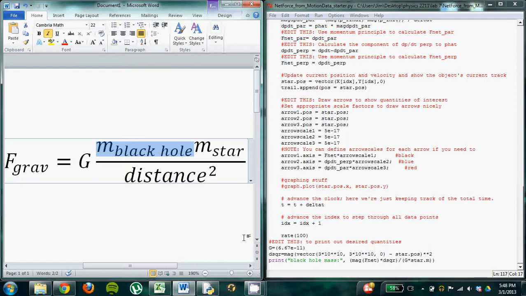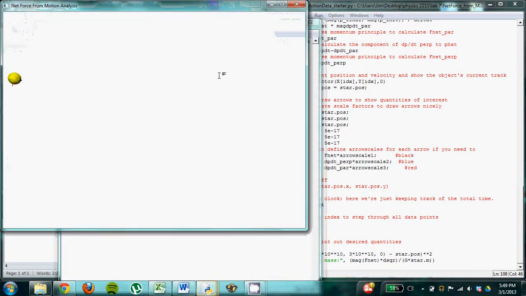Okay, so the what does it mean question. In this program, I have three arrows drawn on the star. The black arrow represents net force, the blue arrow represents parallel force, and the red arrow represents perpendicular force. You can see these right here in the model. They're very small at the beginning, but as they begin to approach the black hole, they get larger.